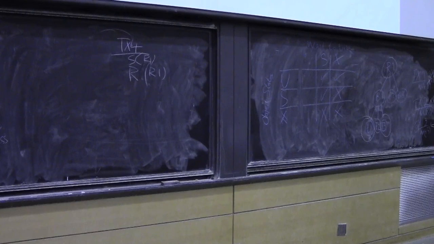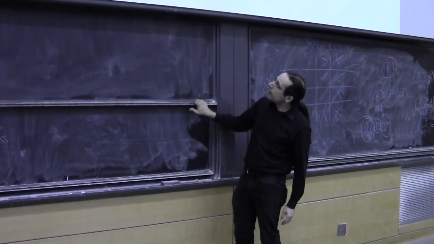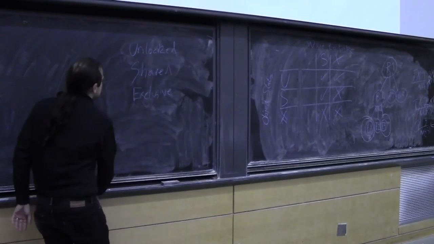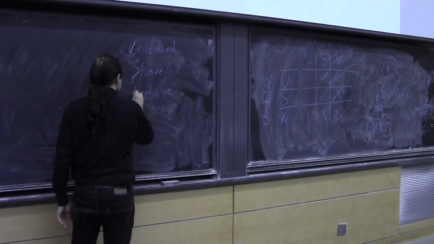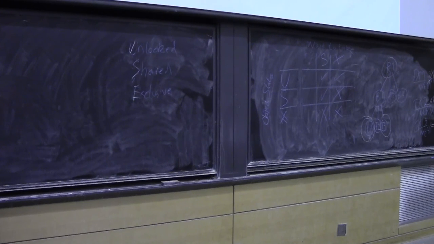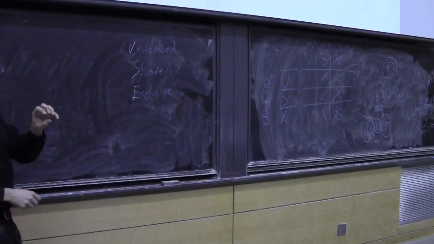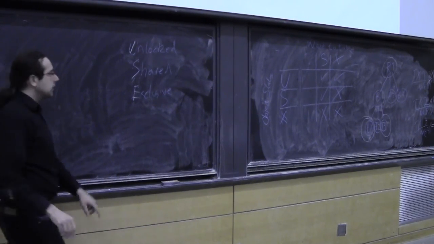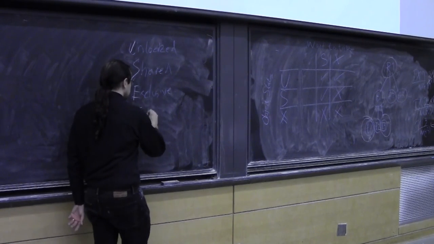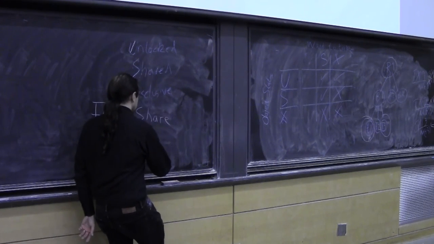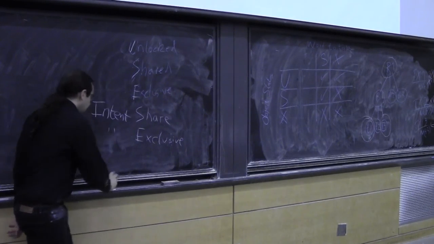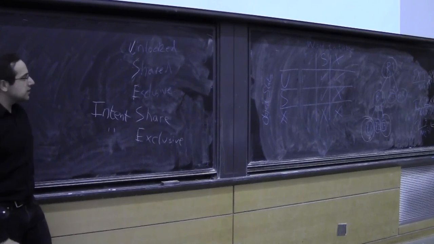So what we end up doing is extending our idea of a lock to include two new concepts. So we've got the lock can be unlocked, shared, or exclusive. Now we're going to add two new lock modes that say I am not locking this specific object, but I'm going to take out a lock on one of its descendants. We're going to call those intent locks. We're going to have an intent to share mode and an intent exclusive mode.